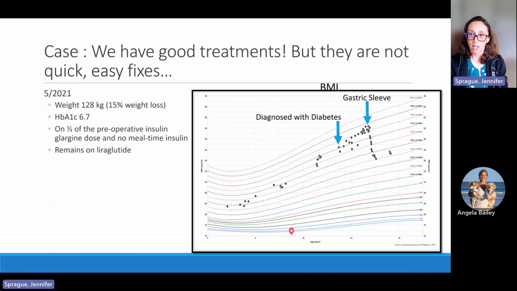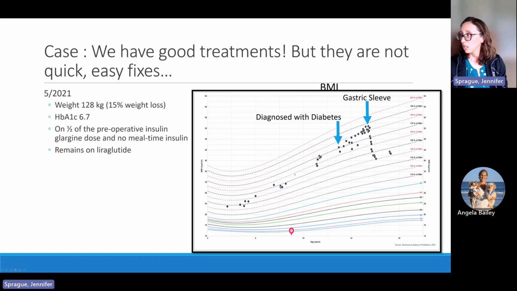She was followed up in May of 2021. At that point, she had lost 15% of body weight. Her A1C had improved to 6.7. She was on less than half of the preoperative basal insulin, glargine. So going into surgery, she had been on about 100 units of glargine or Lantus. She was on half or less than that and was no longer on mealtime insulin. She was still on liraglutide.